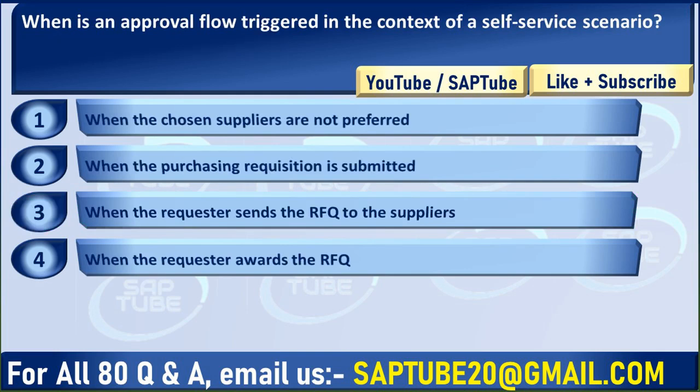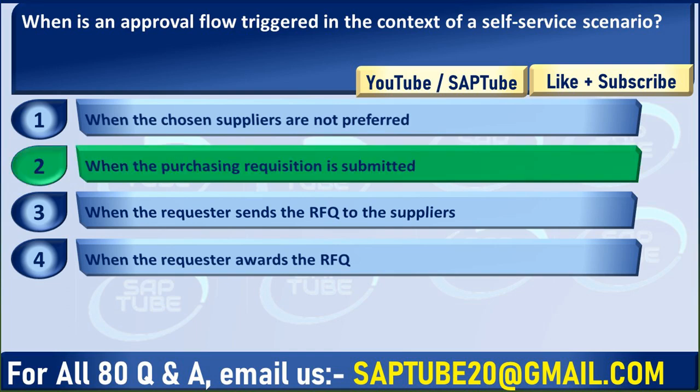Next question is: when is an approval flow triggered in the context of a self-service scenario? Options are: when the chosen suppliers are not preferred, when the purchasing requisition is submitted, when the requester sends the RFQ to the suppliers, when the requester awards the RFQ. Correct answer is when the chosen suppliers are not preferred.